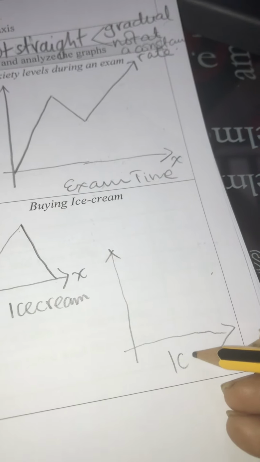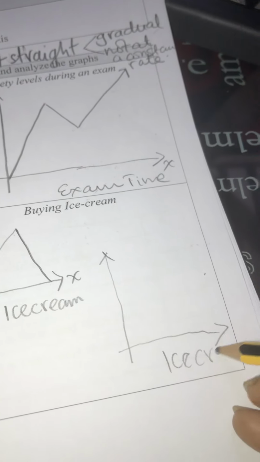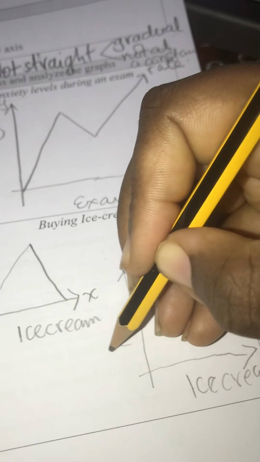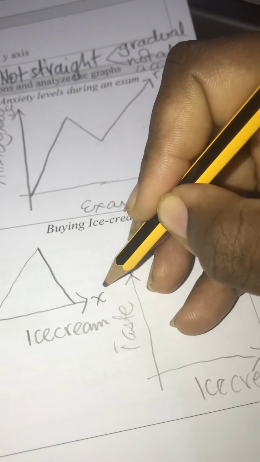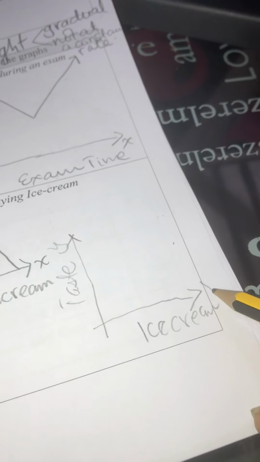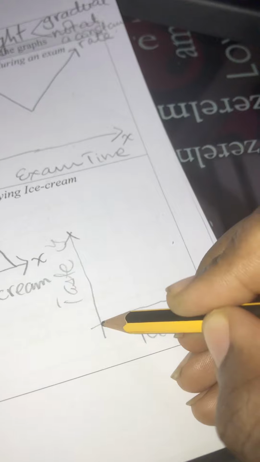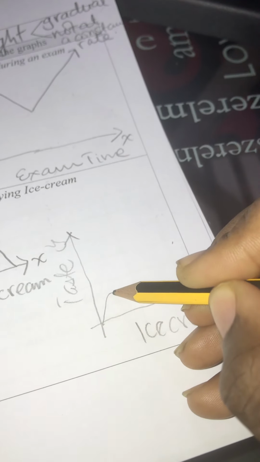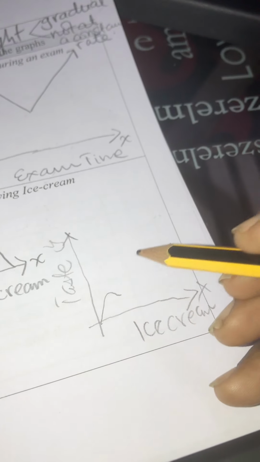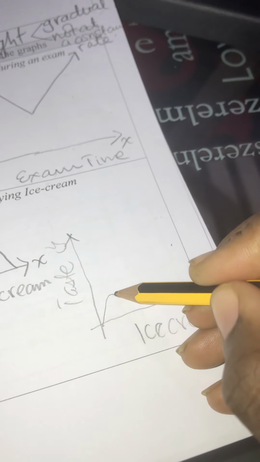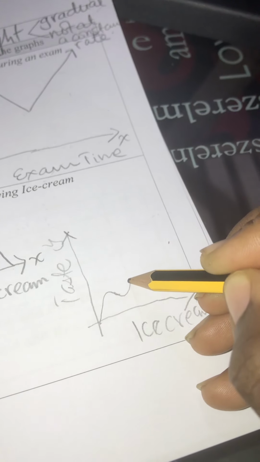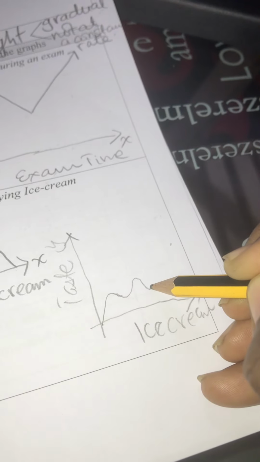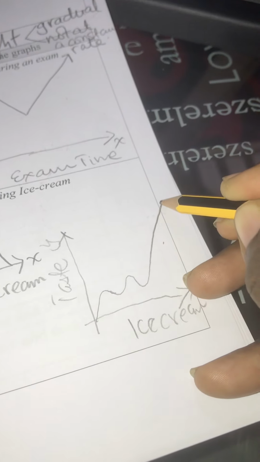Maybe let's draw one where the line is not straight. So we have ice cream, and here we have taste. And here is Y, here is X. So she puts the first scoop. She doesn't understand the taste. She's taking the second scoop. She's testing, she doesn't know yet. She takes the third one. Maybe she likes it, so it goes high. Like that.